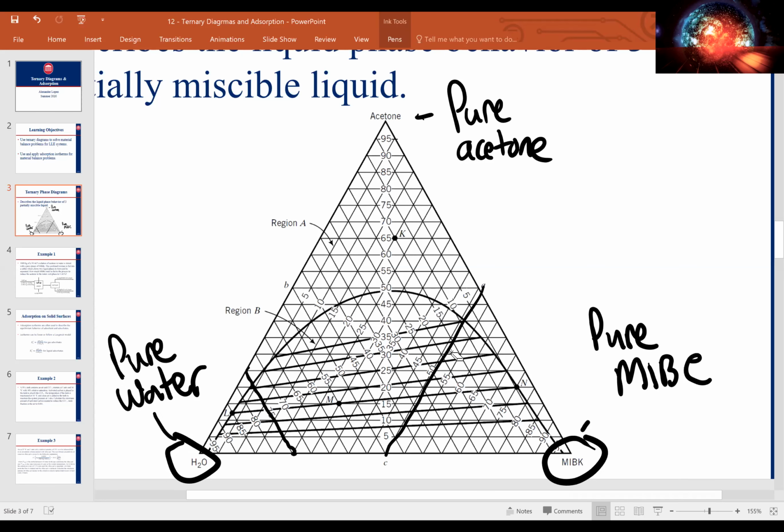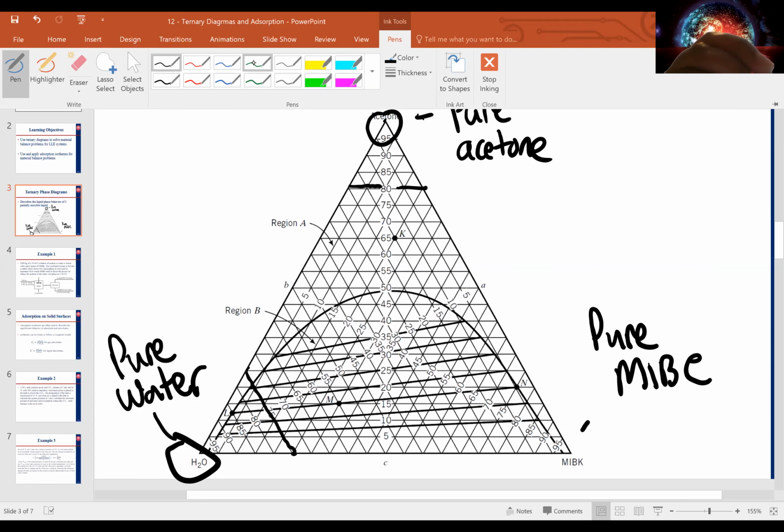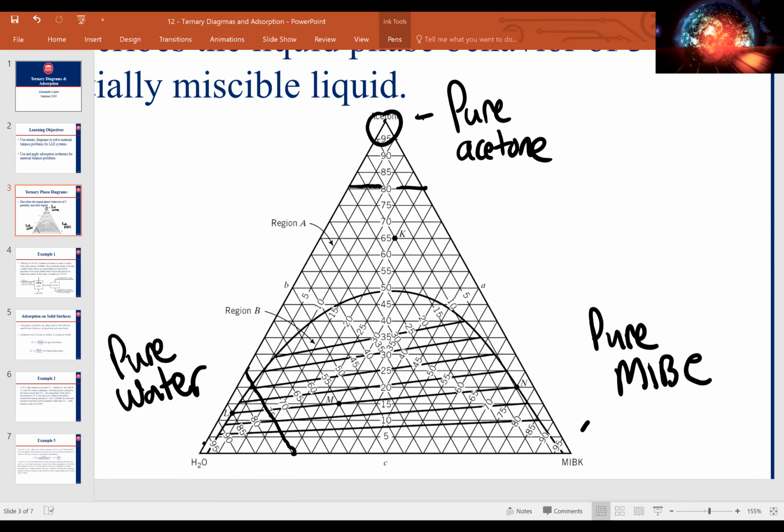And it might help if I color code it. You might hate it. So this is for acetone. Just get really colorful today. How's that? This can be for water. And then this can be for MIBK. So you kind of get an idea of which lines to use for which component.